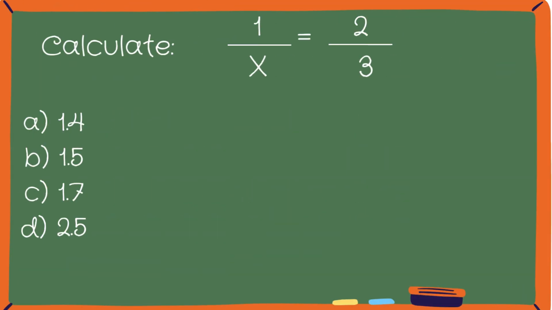Solve this equation that says 1 over x equals 2 over 3. What are the alternatives we have here? Let's see. Alternative A is 1.4, B is 1.5, C is 1.7, or letter D is 2.5. What will the answer be? A, B, C, or D? Now what you have to do is pause the video, try the exercise, and write your answer in the comments, because after the video, I go to the comments and see who got it right or wrong.